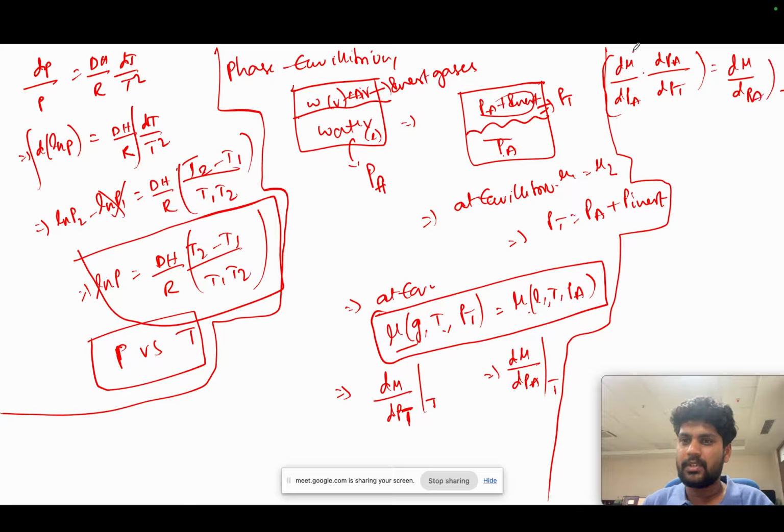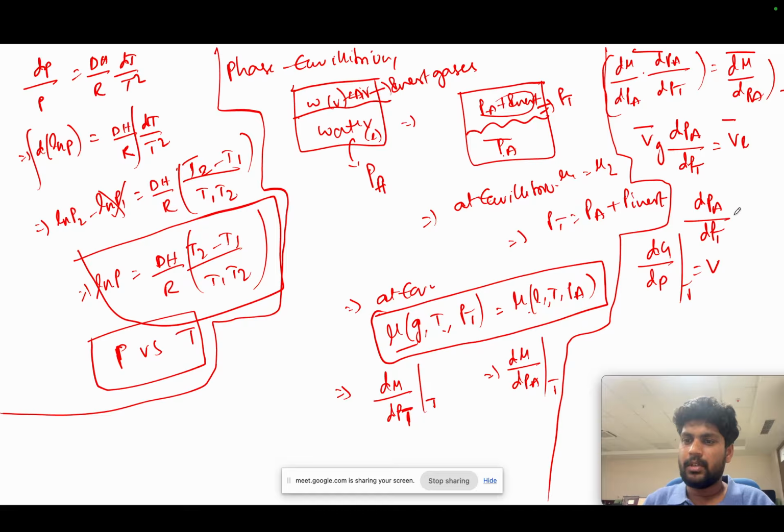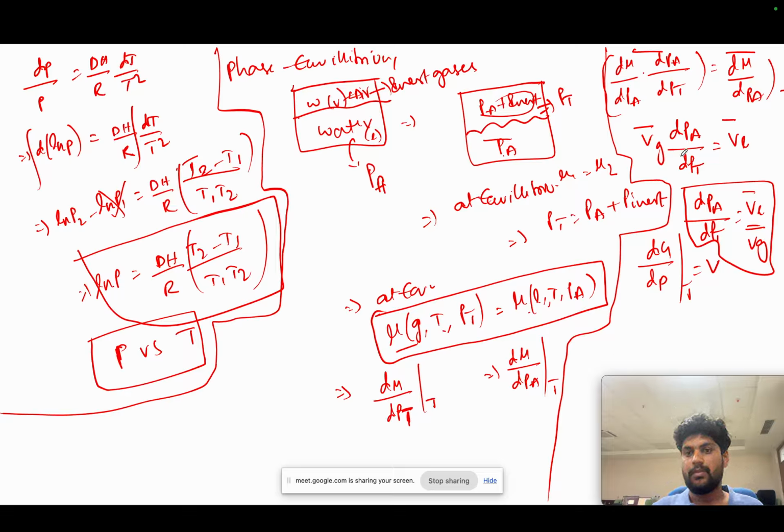This is in the gas phase, this is in the liquid phase. You need to remember this one. So we already know that dG by dP at constant temperature equal to volume. So this will be molar volume of the gas into dPA by dPT. It is equal to molar volume of the liquid. So now dPA by dPT will be, so any doubts in this equation, how the pressure varies with respect to the total pressure if you have more than one component?